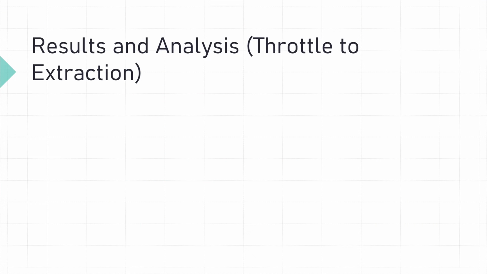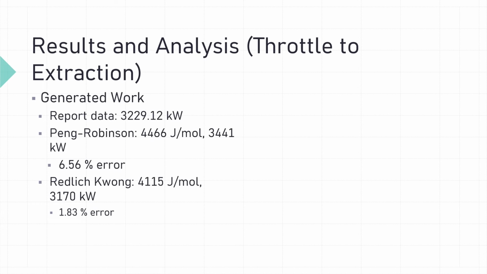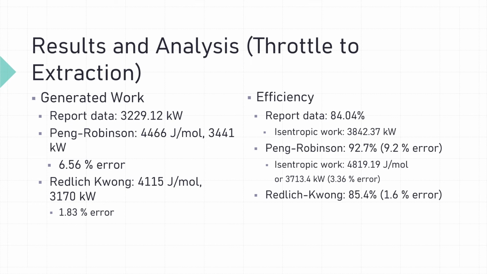The results of our code were based off of the throttle point, or the point of the inlet steam to the extraction point. For the generated work, this was given by the report to be about 3,230 kilowatts. Using the Peng-Robinson equation of state, however, we got approximately 3,440 kilowatts, which accounted for an approximate 6.56% error. On the other hand, using the Redlich-Kwong equation of state, we got about 3,170 kilowatts, which only accounted for an error of about 1.83%.